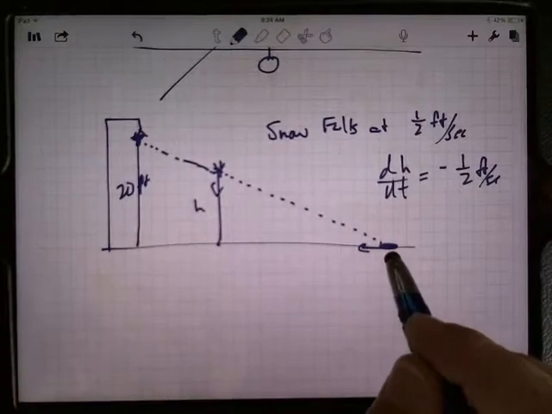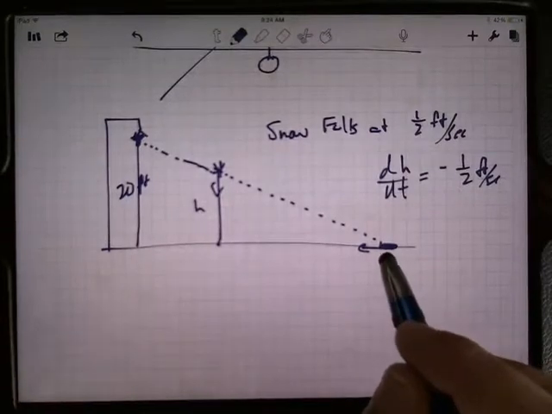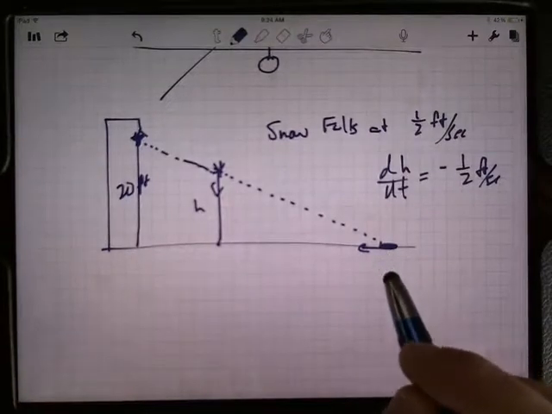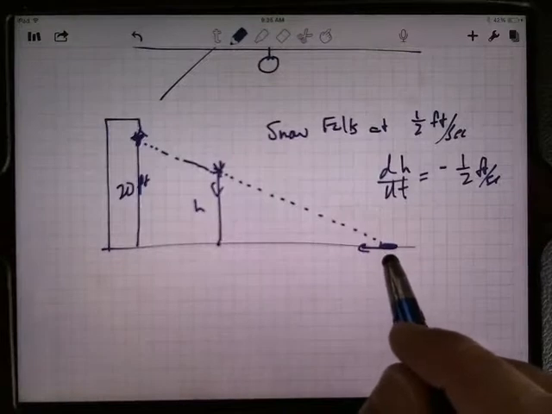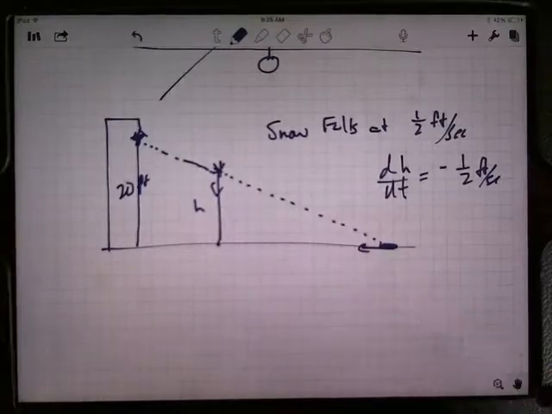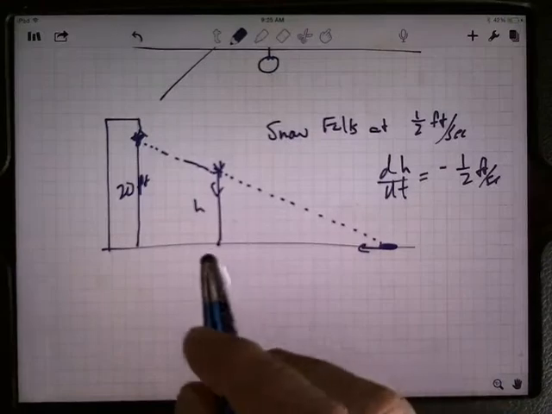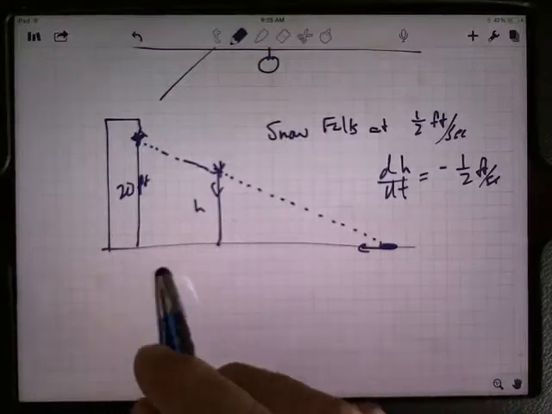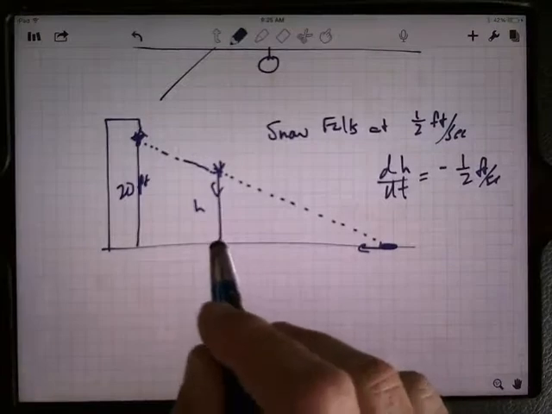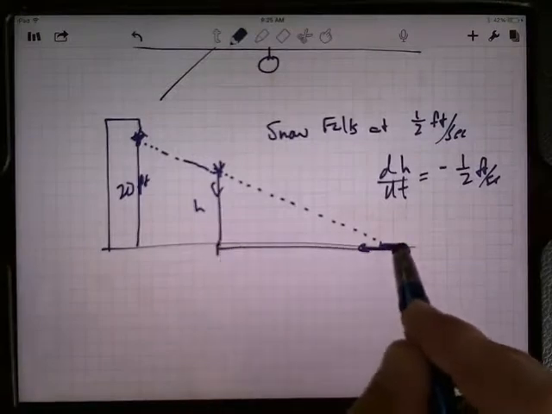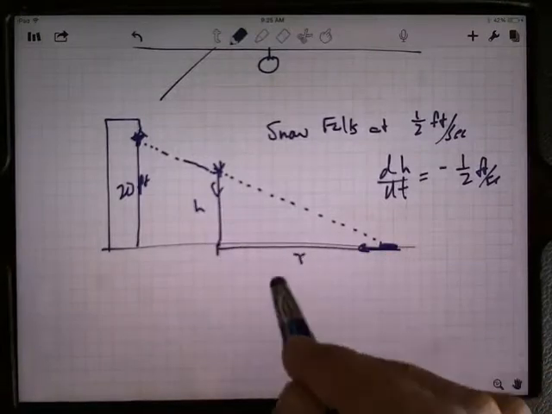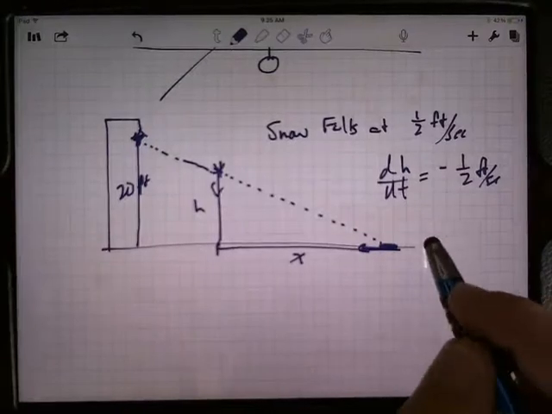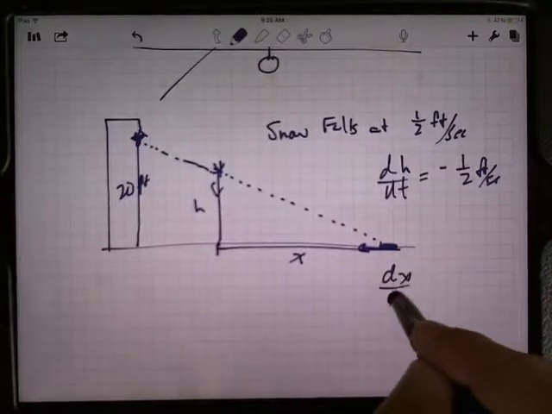Well, to say how fast is it moving, I need a variable that's representing its position from some fixed spot. And I could go either from here or I could go from the street light. Let's just call this length here x. And that's what I'm looking for right now, is what is dx dt.